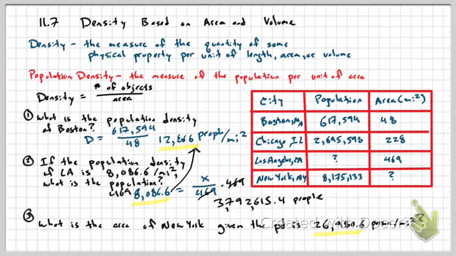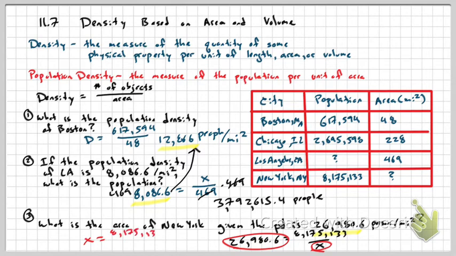So our formula would be, kind of run out of space here, population density equals number of people, which is 8,175,133, divided by x. And if you remember from our trig days, anytime you have the variable in the denominator, then that term and this term can just exchange. So that would then become x equals 8,175,133 divided by 26,980.6. So let's go ahead and enter that in our calculator.